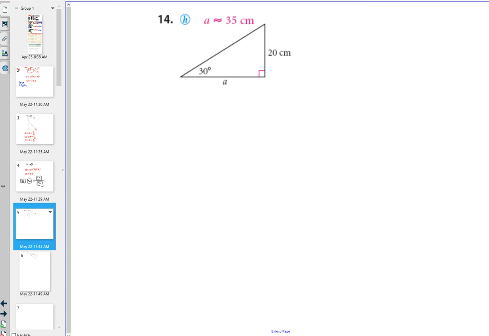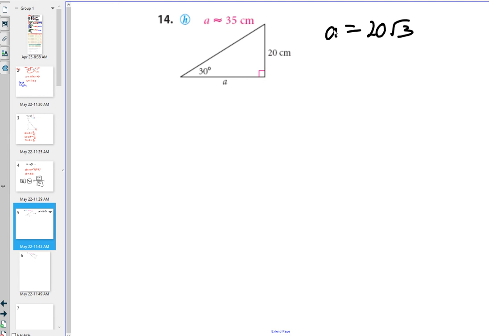This is a 30, 60, 90. And what side are they giving you? The short leg. They want the long leg. So I know off to the side that I should get 20 times square root of 3. If somebody put in their calculator what 20 times square root of 3 is, it should be around 34.6. So they just round it to the nearest whole number, but it's around 35, right?